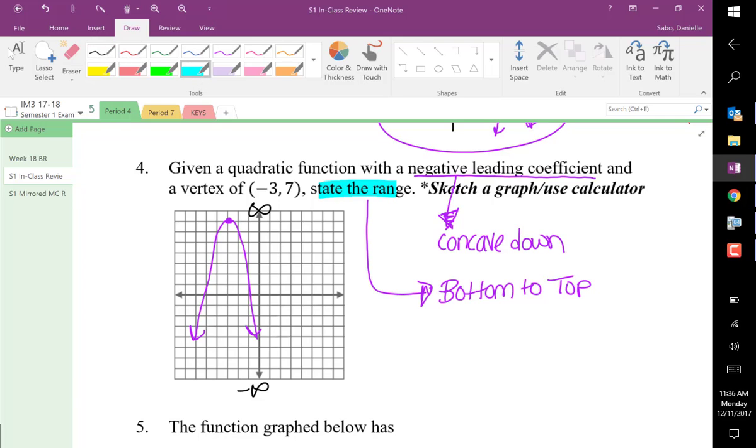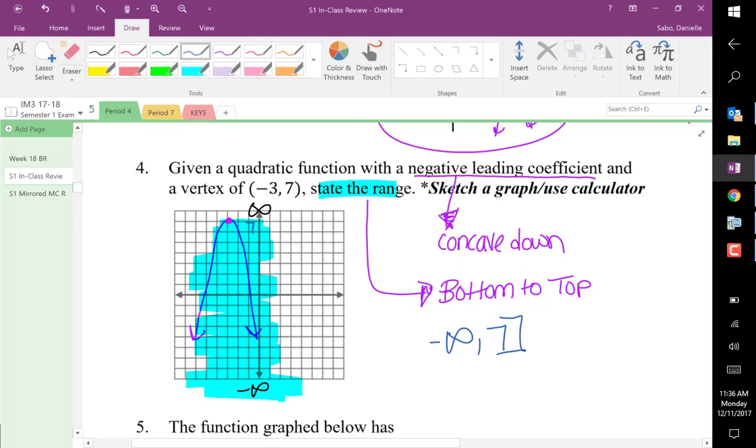Now, here we go with the range. I'm starting at negative infinity, and where do I stop? Oh, that's not... 7. 7. Very good. I want you to label that and color that. I'm going from negative infinity to a positive 7. And I'm including 7 is my final answer, because that's what the range is.